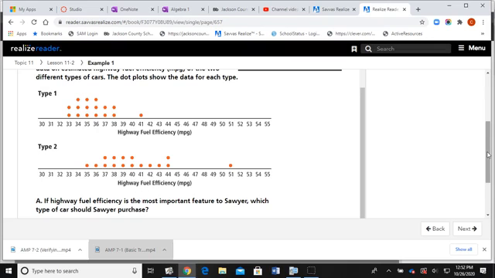Oh, I thought you were saying we were going type 1. I was like, dude, that don't make no sense. No, we're still going with type 2.